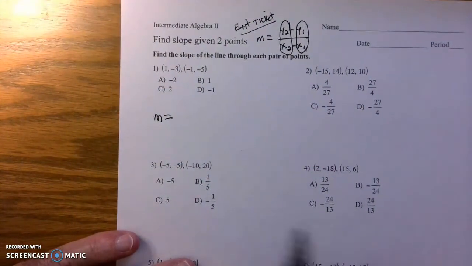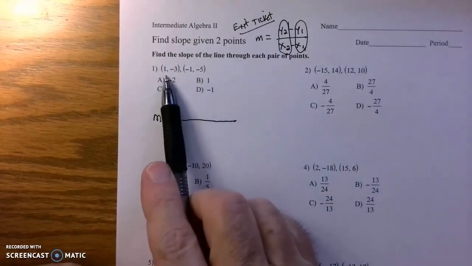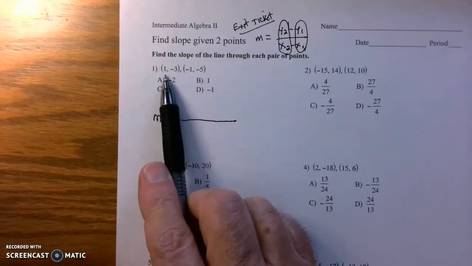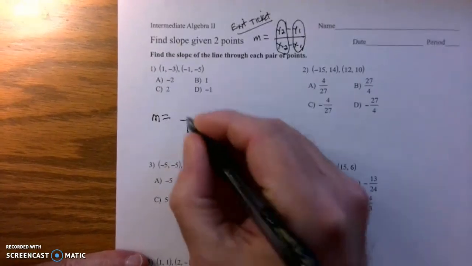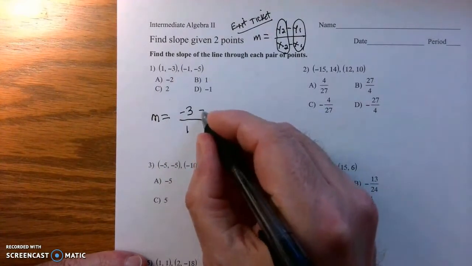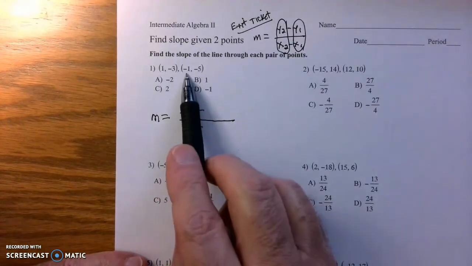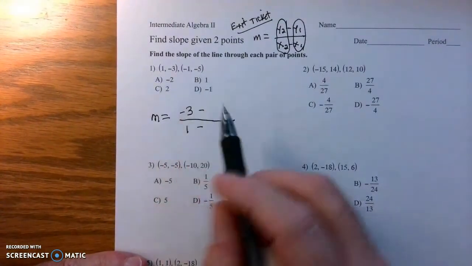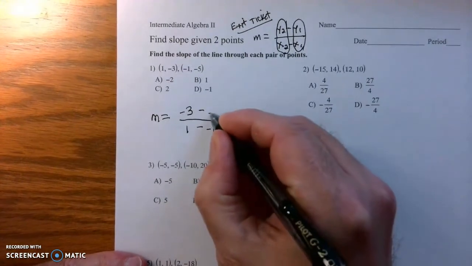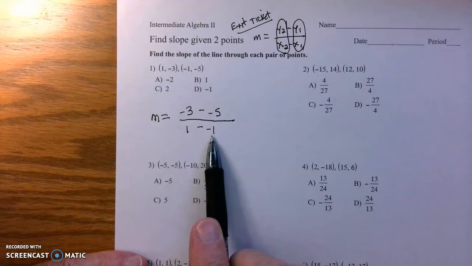With the first problem, you got the 2 points. Again, I always say take the first one, let's write it upside down. The x goes on the bottom. 1, -3, minus, start like that. Then write the other point. -1, -5, upside down, so that the x is on the bottom.